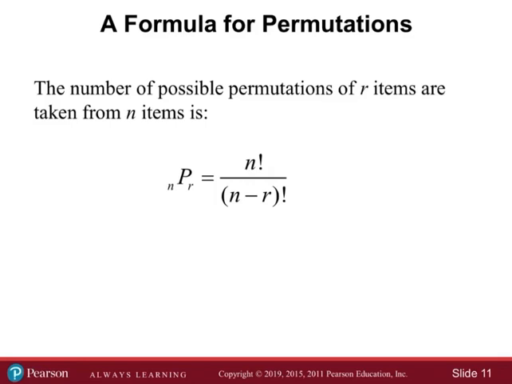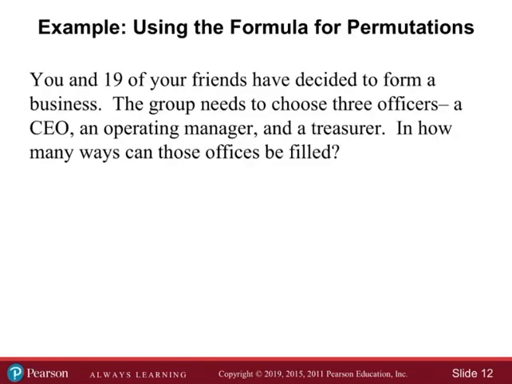Let's pull up an example to articulate this better. So you and 19 of your friends have decided to form a business. The group needs to choose 3 officers, a CEO, an operating manager, and a treasurer. How many ways can those offices be filled?